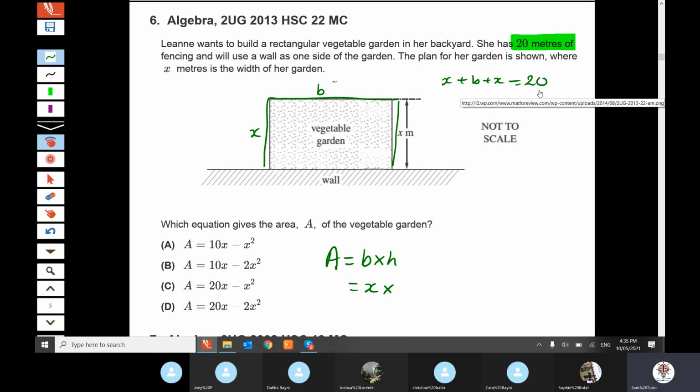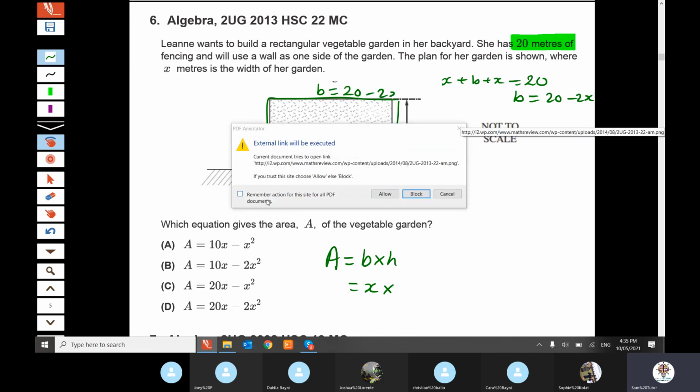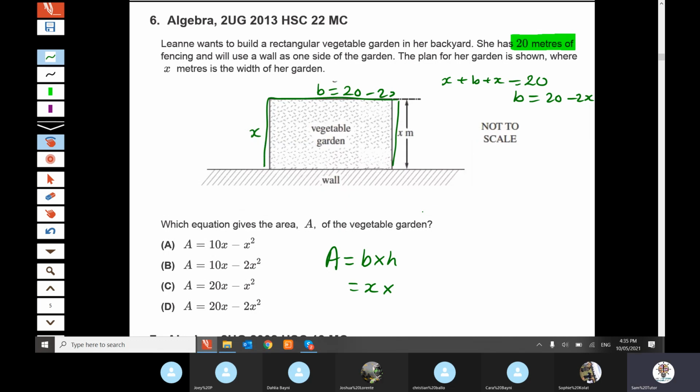Well then, isn't this true? X plus x is 2x. I move it over. Don't I get b equals 20 minus 2x? So isn't the base just 20 minus 2x?